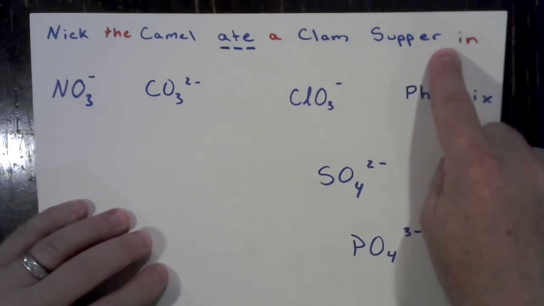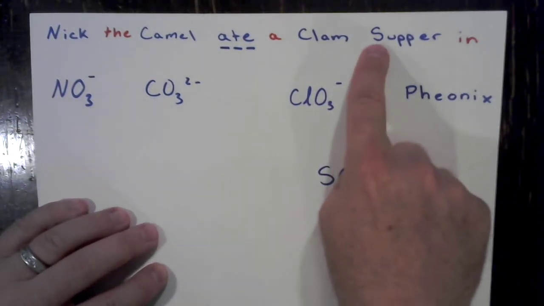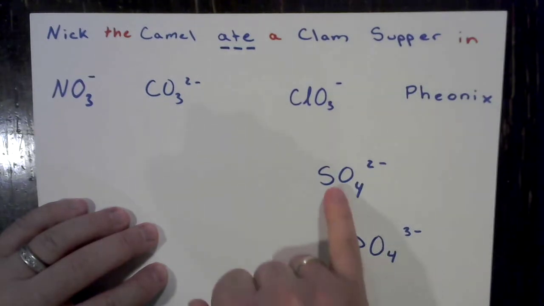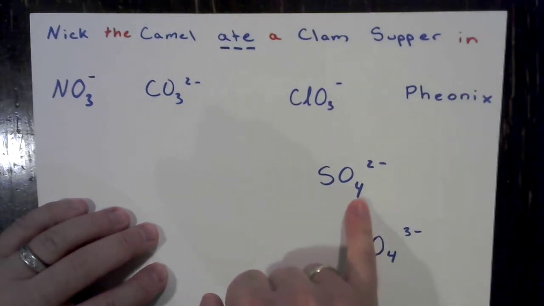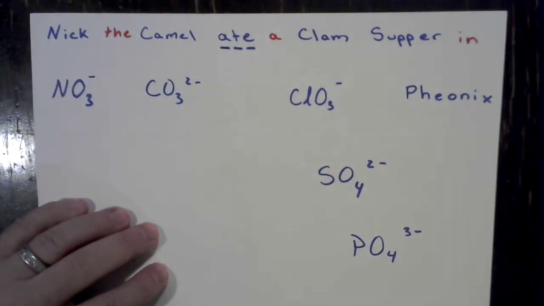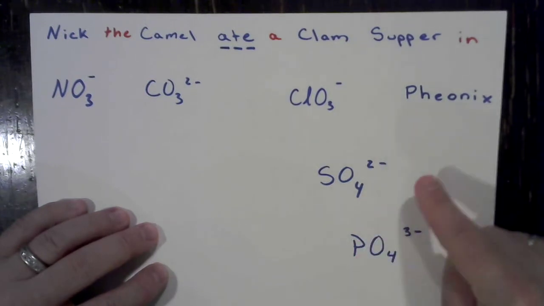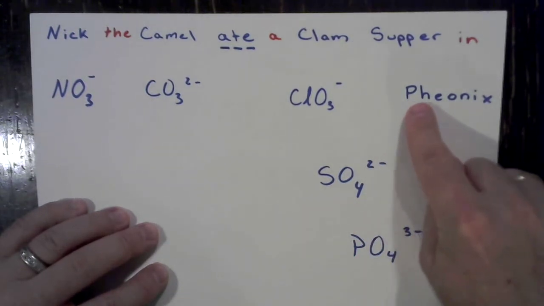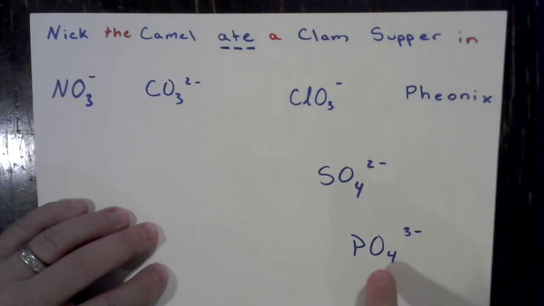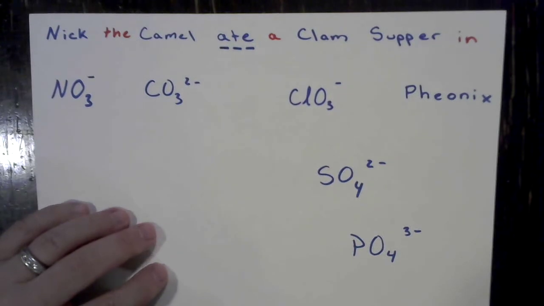Okay, supper is going to give me sulfate. So I have my S for supper, and I see 1, 2, 3, 4 consonants. That's why we're going to have 4 oxygens in the sulfate. And then I see 2 vowels. That's my -2. And last, of course, we have Phoenix. And so it's PO4, 3 minus. And of course, you'll see the P here for the phosphorus. Pardon me. And you'll have 1, 2, 3, 4 consonants. And then you have 1, 2, 3 vowels for the 3 minus.